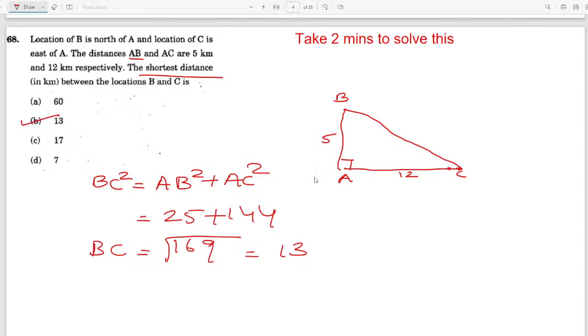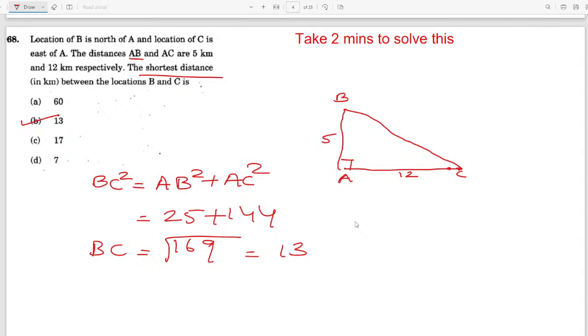You can do it this way, or if you have memorized those Pythagorean triplets, you can use that also. There are some famous Pythagorean triplets. If you have memorized that, you can directly use that. But if you want to calculate it using Pythagoras theorem, you can do that also. I hope this is clear.